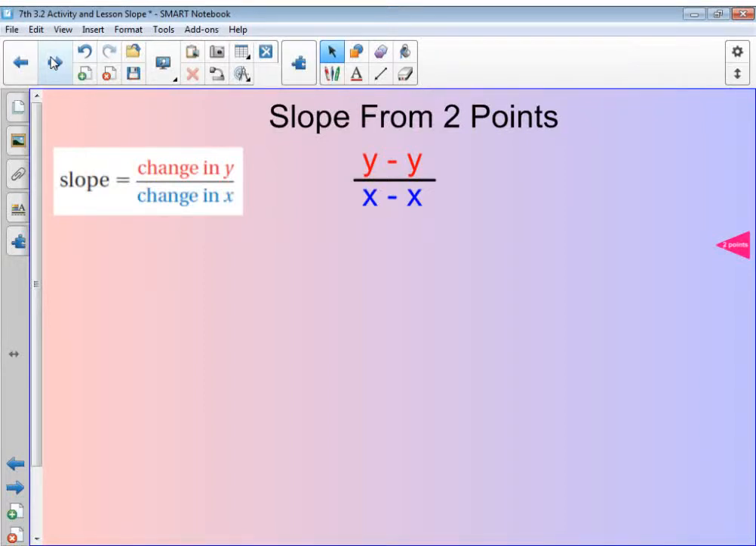The next thing we're going to work with is when I give you a set of coordinate points. So we have to review really quick. Once again, we're going to take our y minus our y, that's our change in y, and our x minus our x. So the first thing we have to understand is when we look at these, we have to be able to determine which is our x and which is our y.